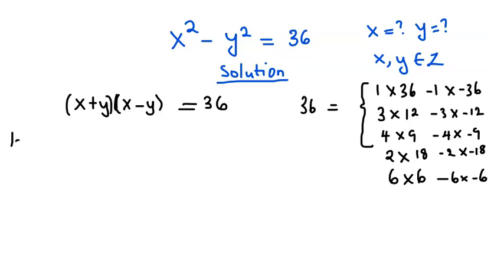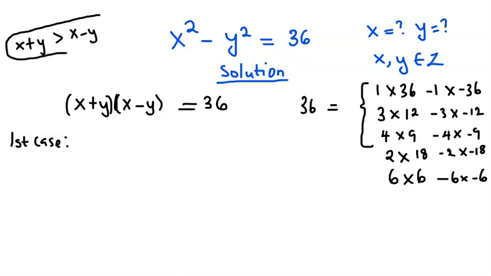So our first case here, that is our case 1. First of all, let us take note that for integers x and y, we know that x plus y is greater than x minus y. So let's take note of this, right? Then in our case 1, we're going to make use of 1 and 36. So we're going to equate x plus y equals 1 and x minus y equals 36.